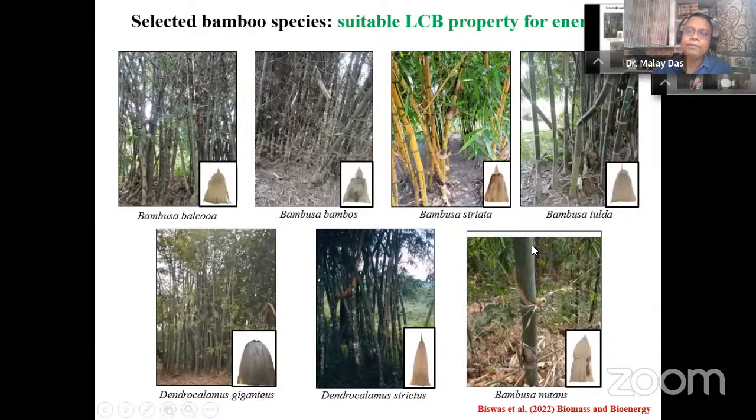Now in this study, we have actually used 7 bamboo species. These are Bambusa balcooa, Bambusa striata, Tulda, Dendrocalamus strictus, and Nutans. And these are commonly growing bamboo in India. And we wanted to explore their potential for bioenergy.